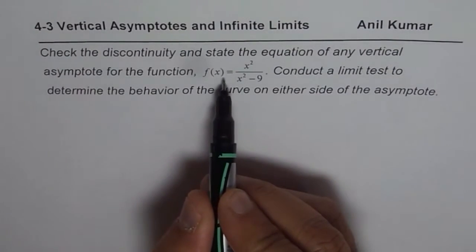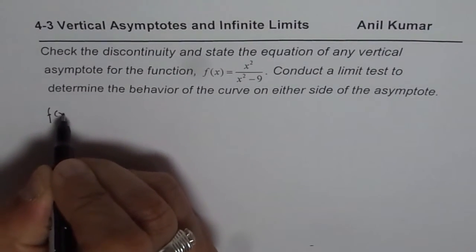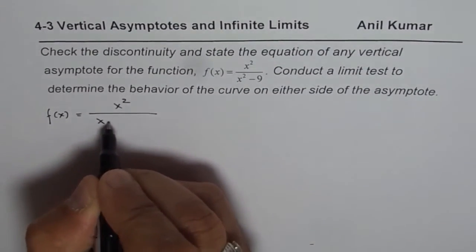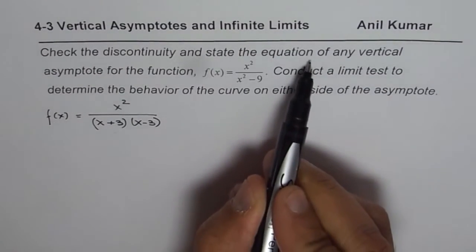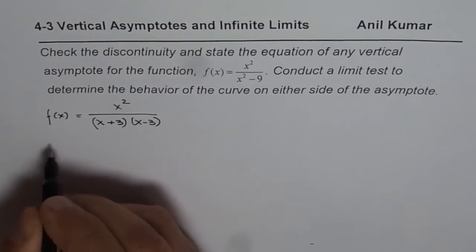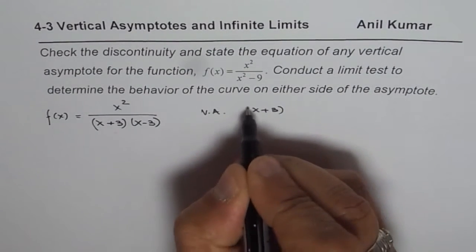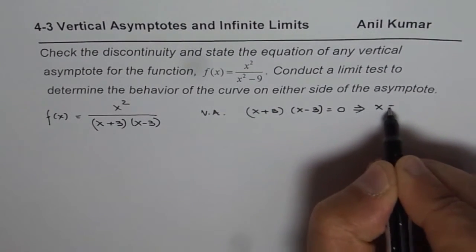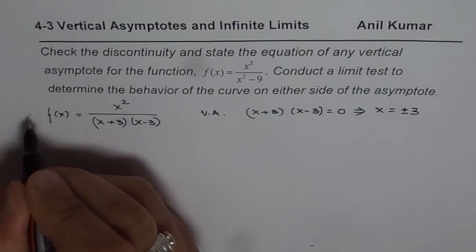So we are given the function f of x equals x squared divided by x squared minus 9. Let us write this function in factored form. We could write this as x squared divided by x plus 3 times x minus 3. Now we want to find the equation of any vertical asymptote. A vertical asymptote is possible when the denominator is 0. That is to say, when x plus 3 times x minus 3 equals 0. That implies that at x equals plus 3 or minus 3, we'll get a vertical asymptote. So those are the 2 points where we do have a vertical asymptote.